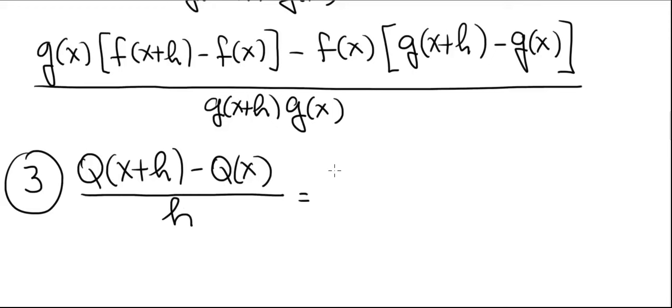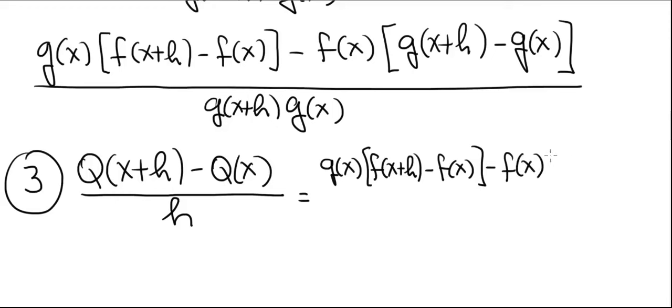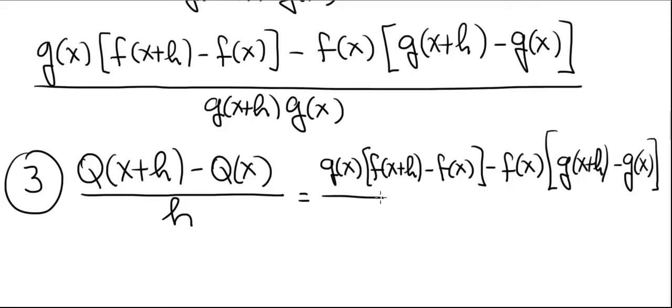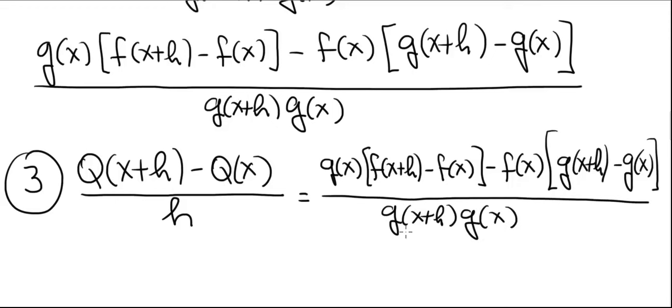So this is equal to g of x times f of x plus h minus f of x, minus f of x times g of x plus h minus g of x, divided by g of x plus h times g of x, all over h.